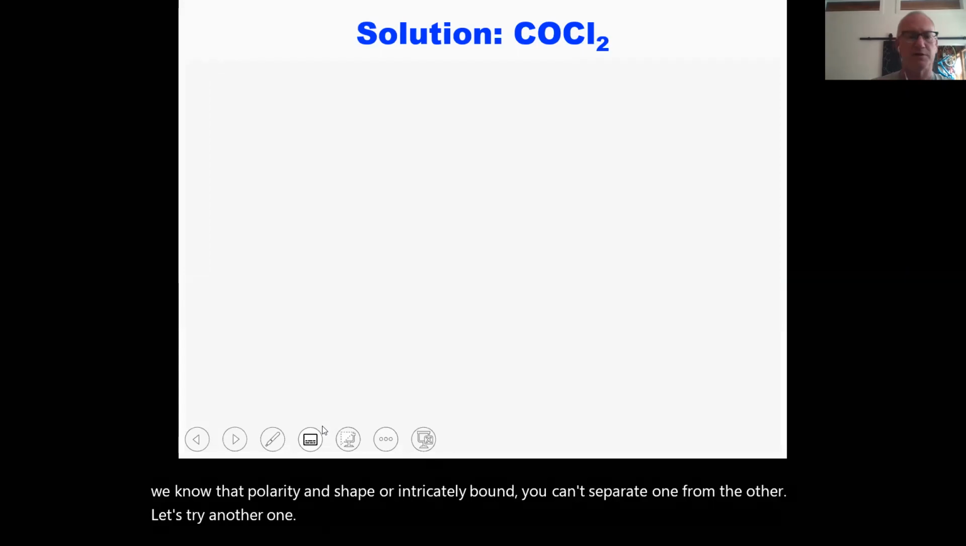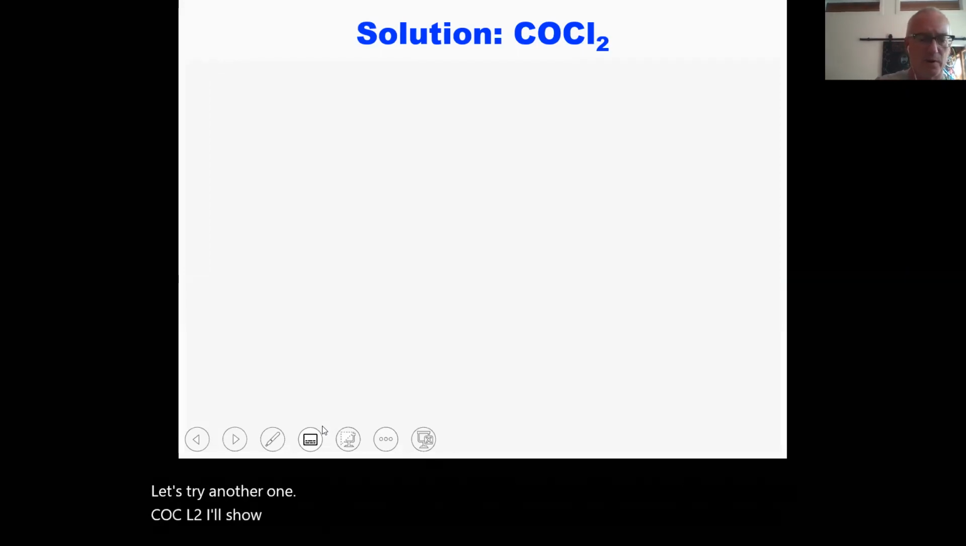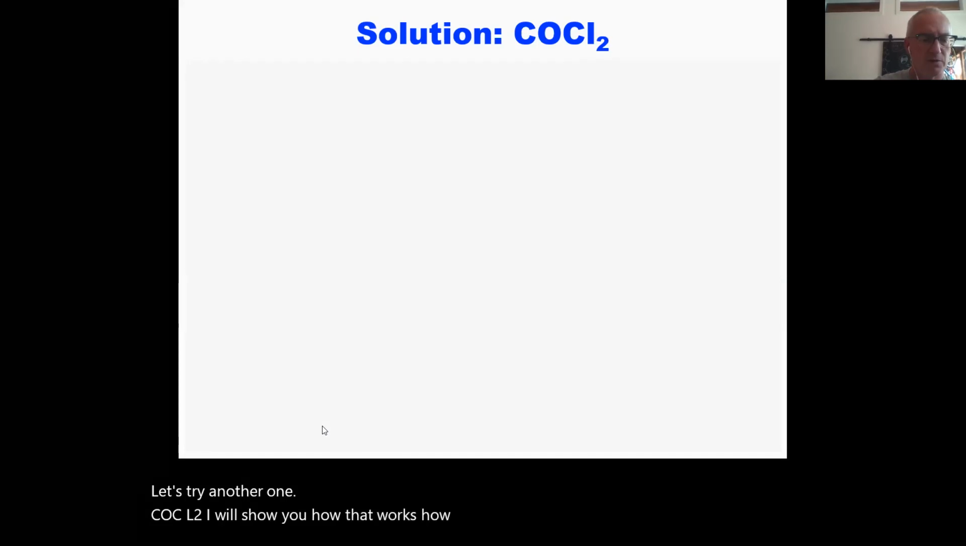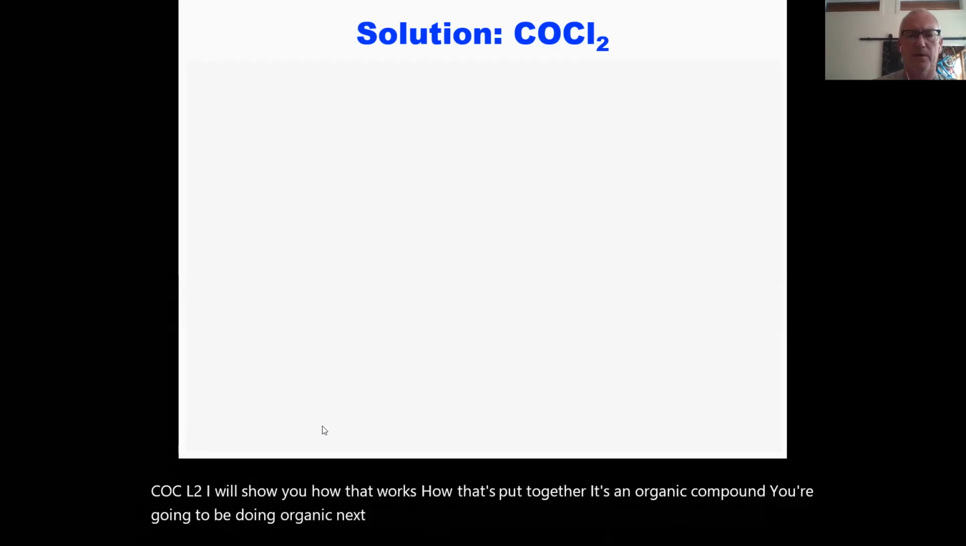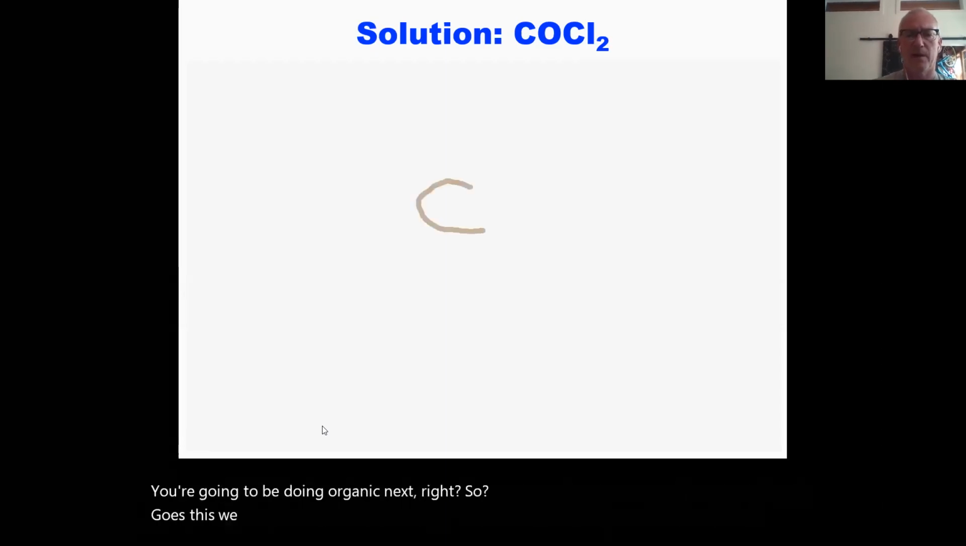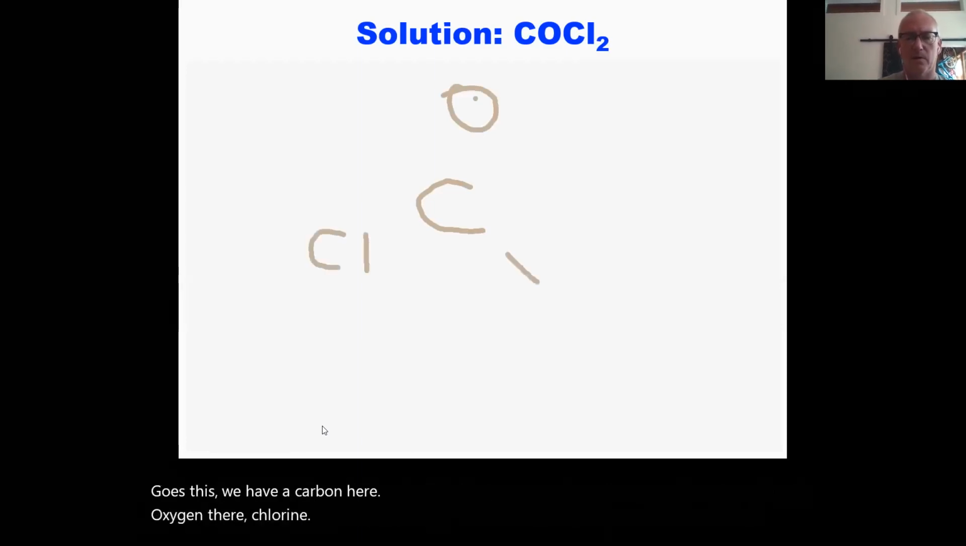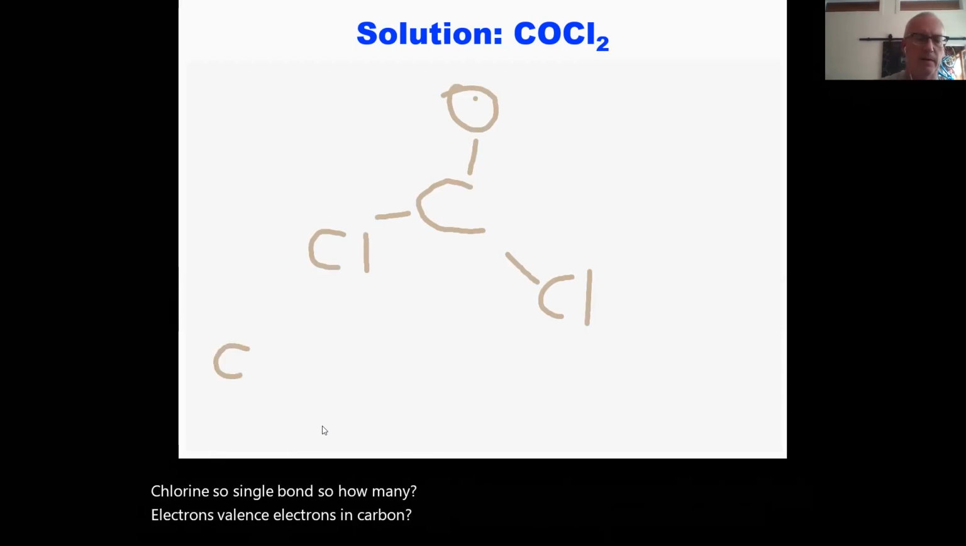So COCl2, I'll show you how that's put together. It's an organic compound. You're all going to be doing organic next, right? So it goes like this. We have a carbon here, oxygen there, chlorine, chlorine. So single bond. So how many valence electrons in carbon? 4. So carbon, 4. And oxygen?